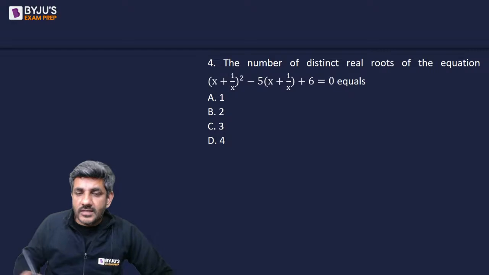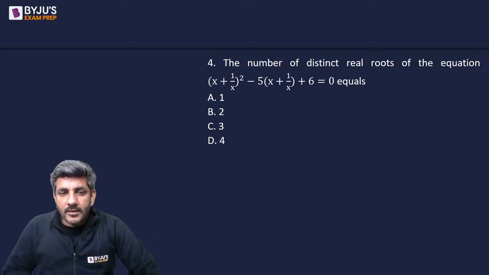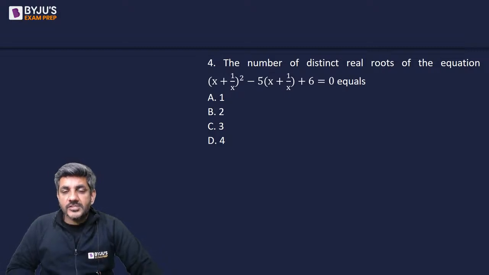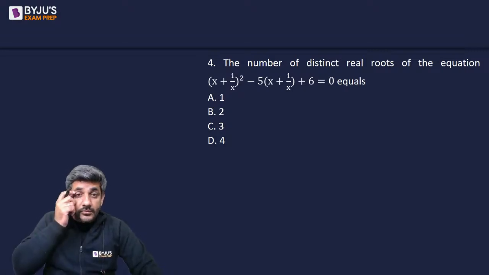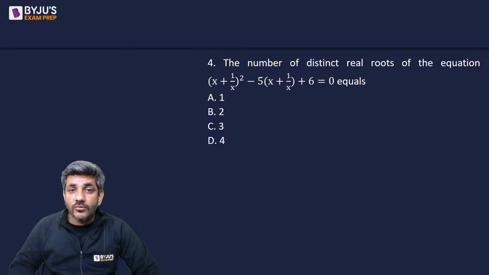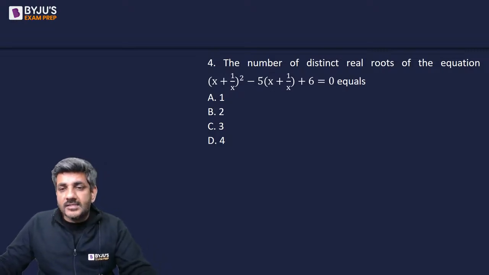Two answers we have got till now. Can we start discussing it now? (x plus 1 by x) whole square minus 5 times (x plus 1 by x) plus 6 is equal to 0. So what is the number of distinct real roots of this equation? That's what the question is asking us. Let's start doing it then.